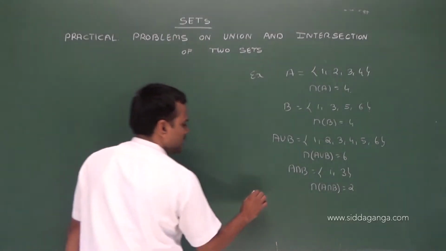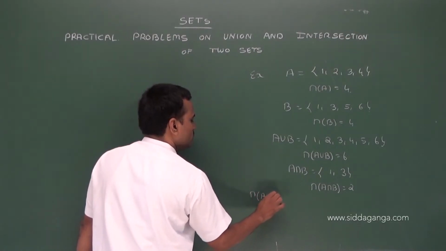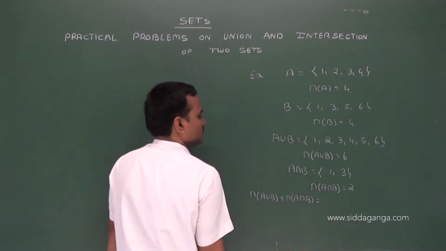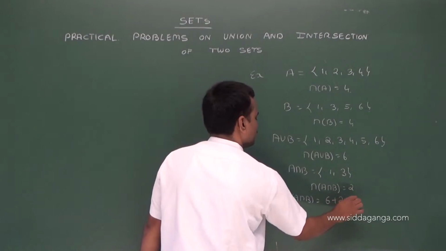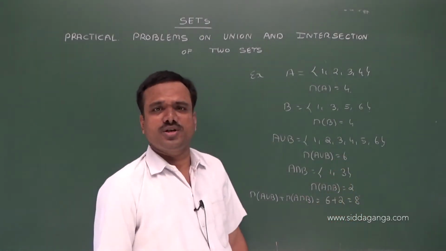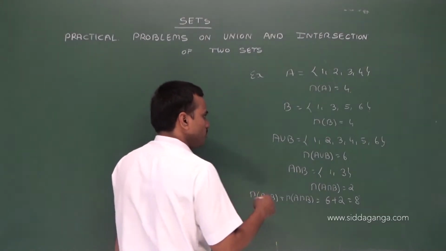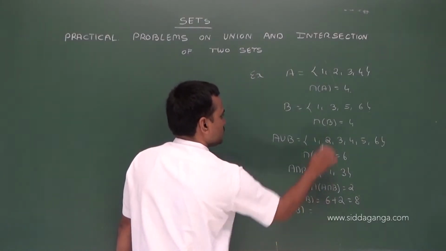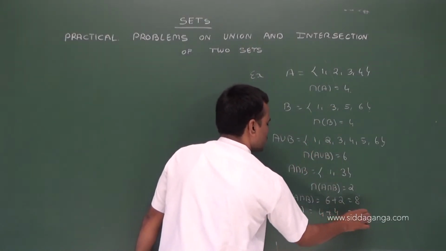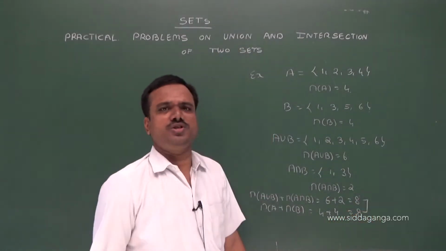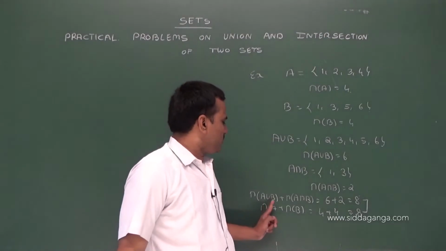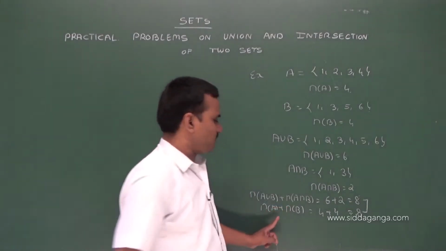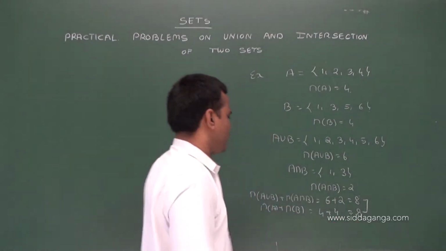So what we do? We add n of A union B plus n of A intersection B. What result did we get? 6 plus 2 is equal to 8. Correct? One more, we add n of A plus n of B. 4 plus 4 is equal to 8. Observe these two. n of A union B plus n of A intersection B is 8. n of A plus n of B is also 8.